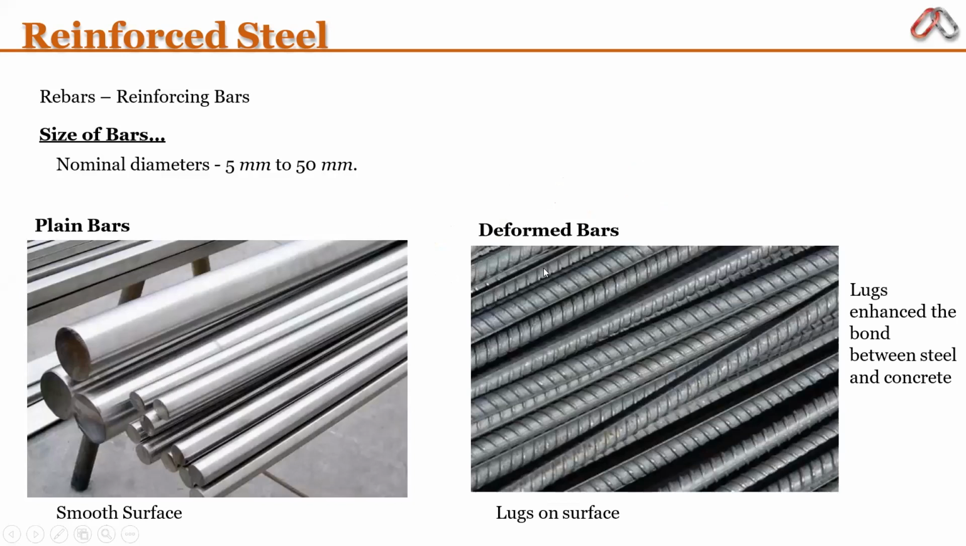Then the size of the bars: these are known as the plain bars and these are the deformed bars. Sometimes you are going to use plain bars and sometimes you are going to use deformed bars depending upon your site conditions, locality and whatever design you are going to do. Depending upon all those parameters, you decide whether to use plain bars or deformed bars. Again, the size will be the same, that is between 8 to 32 mm diameter.